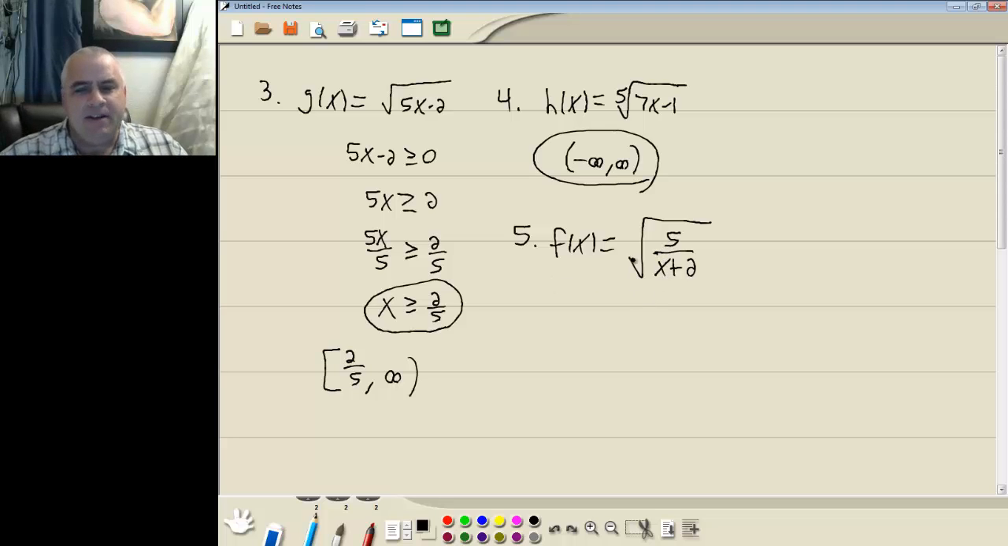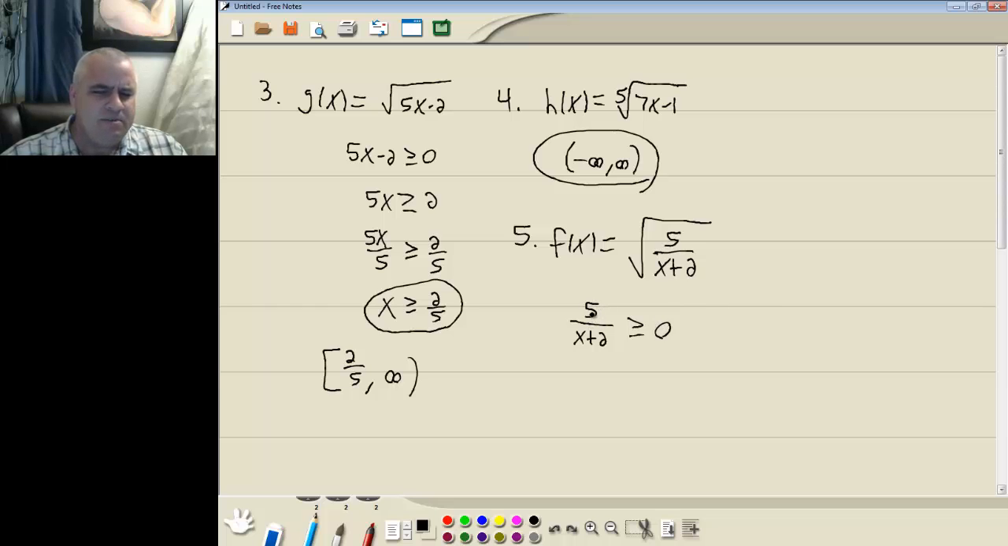Okay, now this is an even index. It's a square root. So our instructions say set it greater than or equal to 0 and solve. Well, that'd be a good start. 5 over x plus 2 is greater than or equal to 0. Okay, well, let's talk about this. Greater than 0, that means positive. And the top part is 5, which is already positive. If the bottom part was negative, then we'd have a positive over negative, which is negative. And we don't want that, because we want it greater than 0.